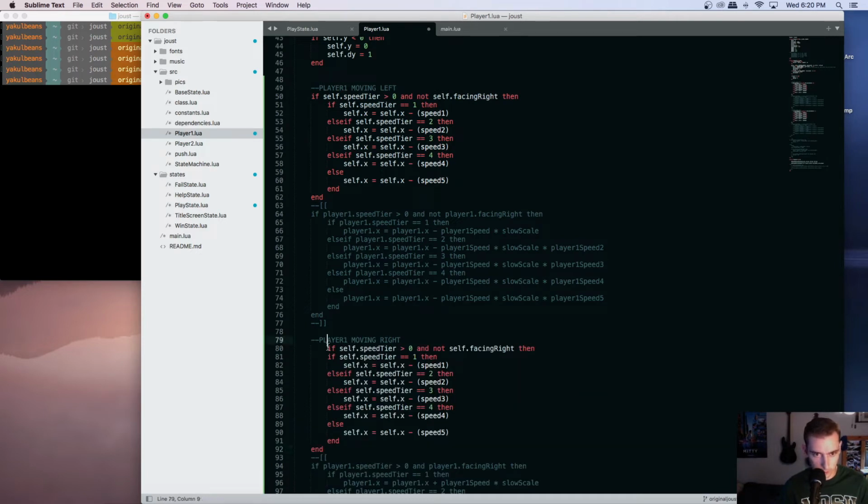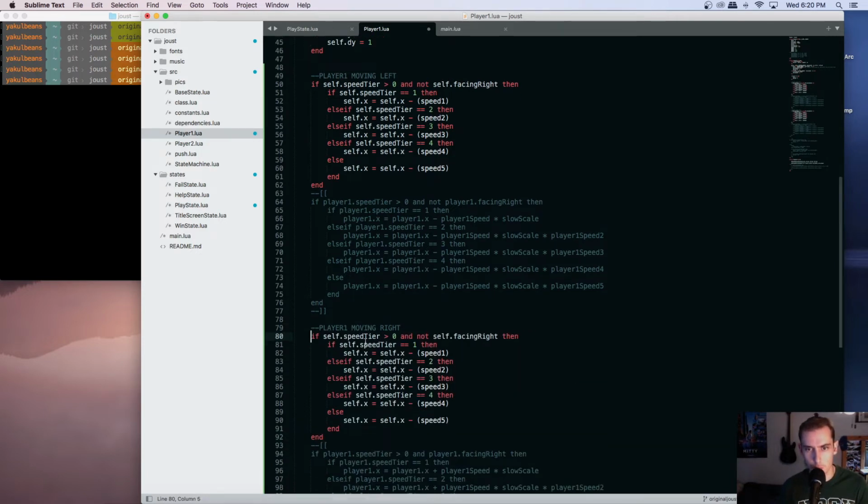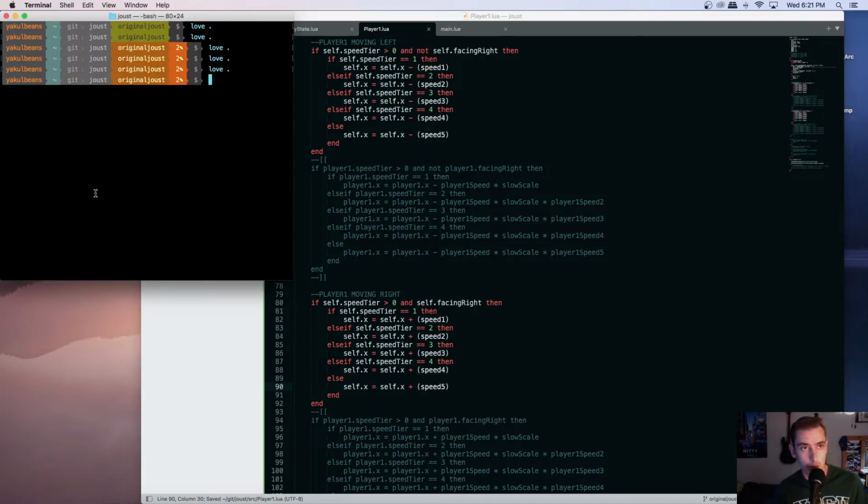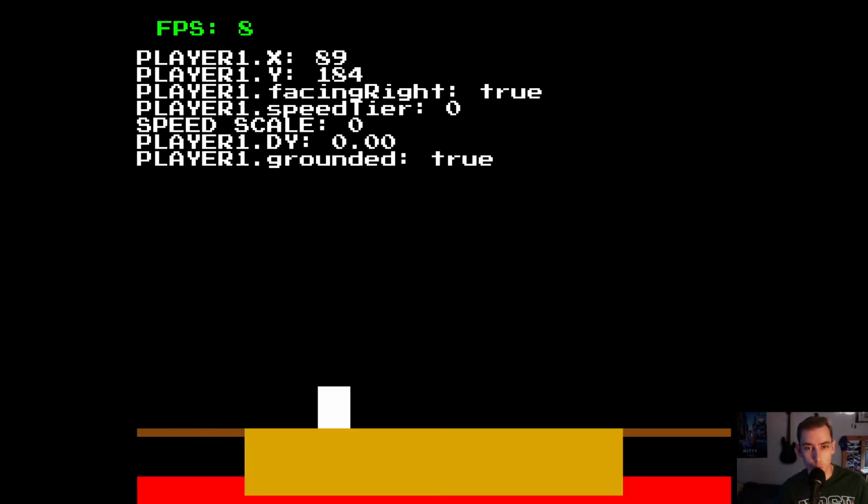Then I can start futzing around with the brakes. So speed tier greater than 0 and it's facing right, then increment this, and instead of the minus it'd be a plus to shift it right. So now at least we should have a similar working left and right. Still no braking systems, or skid to a stop system.